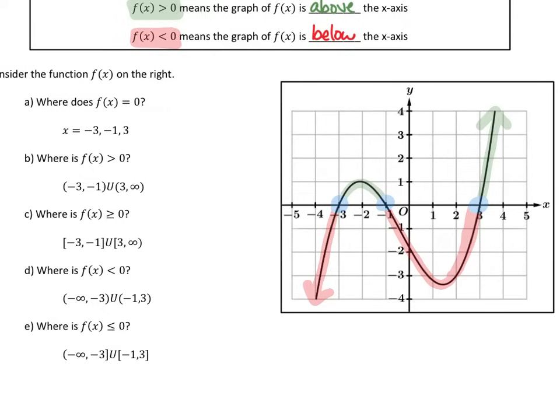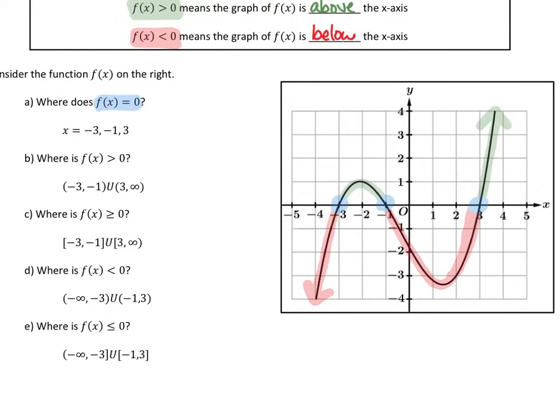So in the first question, and I know you're still highlighting, but I'm going to keep talking. It says, where does f of x equal 0? Well, it equals 0 exactly where I put those blue dots. At -3, at -1, and at 3. Do we understand that part?